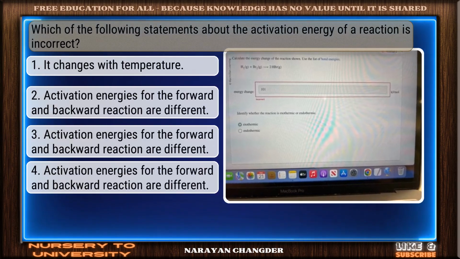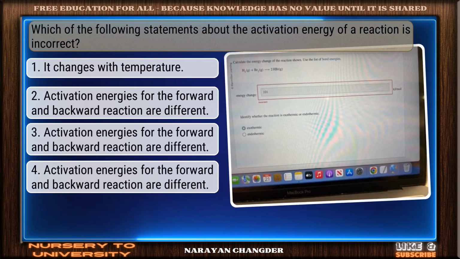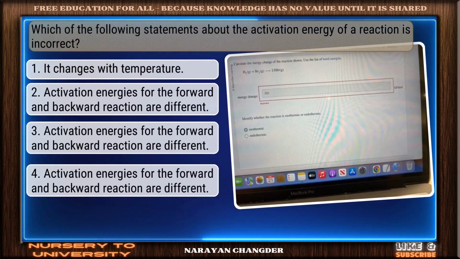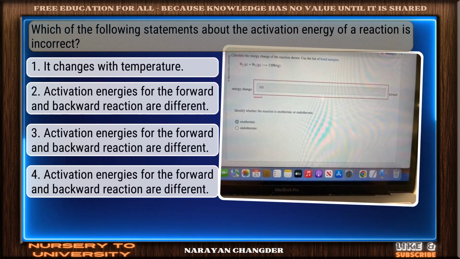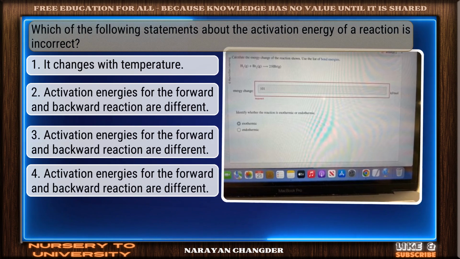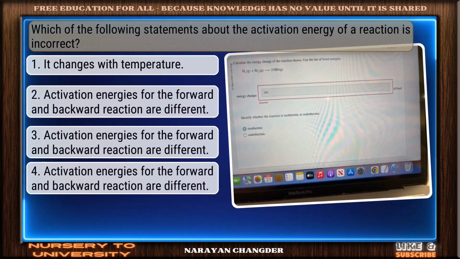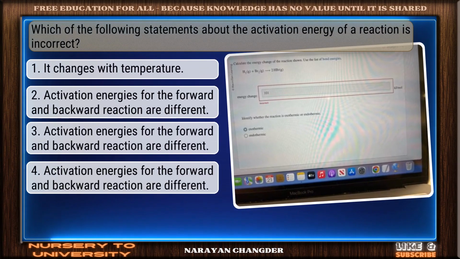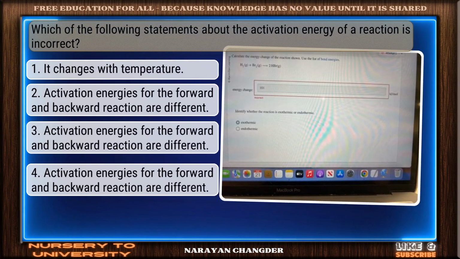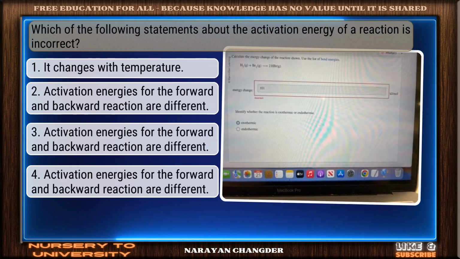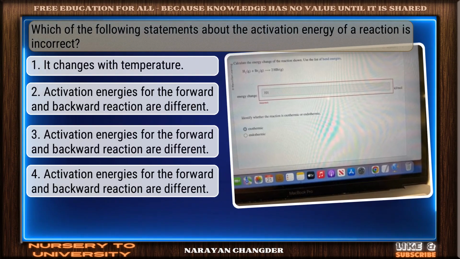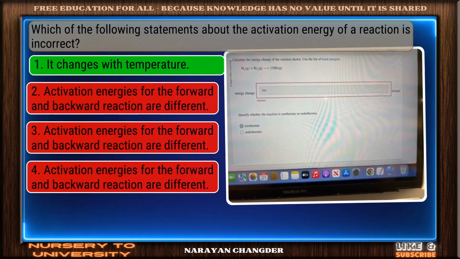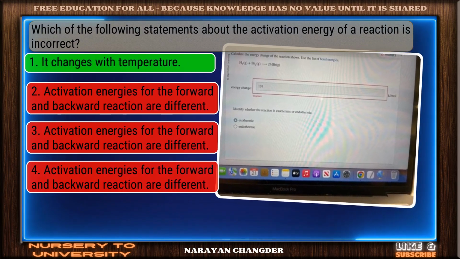Which of the following statements about the activation energy of a reaction is incorrect? Option 1, it changes with temperature. Option 2, activation energies for the forward and backward reaction are different. Spot on, it changes with temperature.